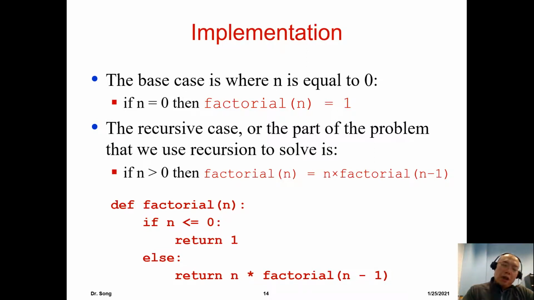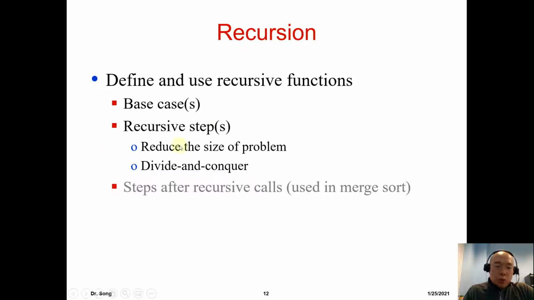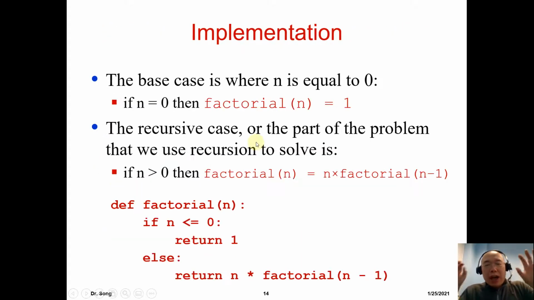And for our case, factorial 0 is 1. That is our one and only base case. Well, the next part is the important part. Remember, we are doing a recursive step, so we are trying to add the recursion into our definition.